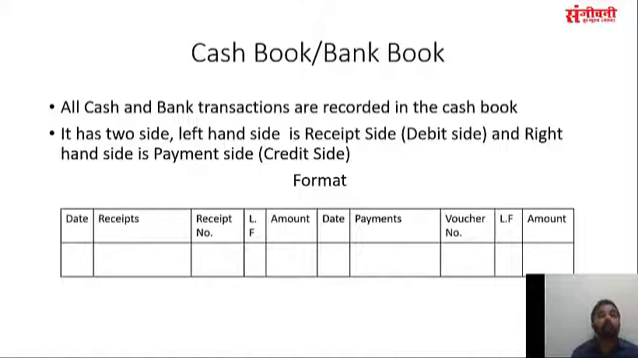Okay, so all cash and bank transactions are recorded in the cash book. Here there are basically two sides. One side is called the receipt side, which is also called the debit side. Another side is the credit side, which is also called the payment side. Whatever you receive in cash, you record on the debit side, and whatever payment you make, you record on the credit side. Yes, that's the thing. So it is very simple.